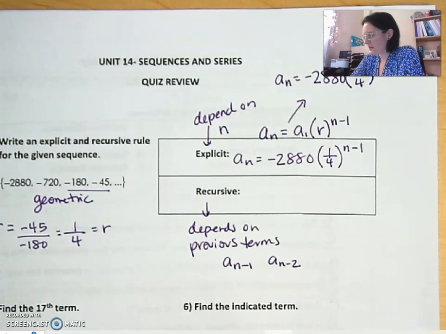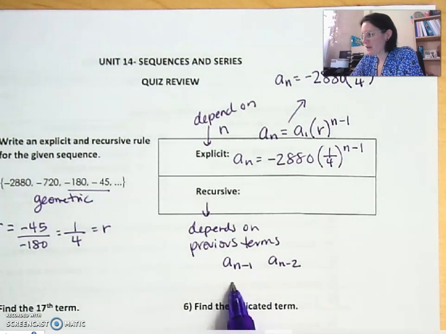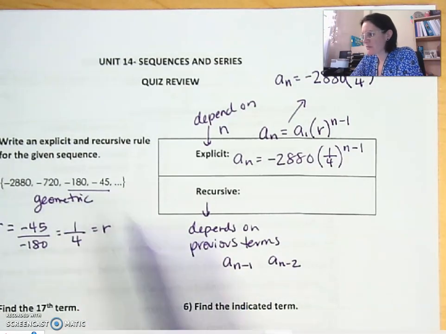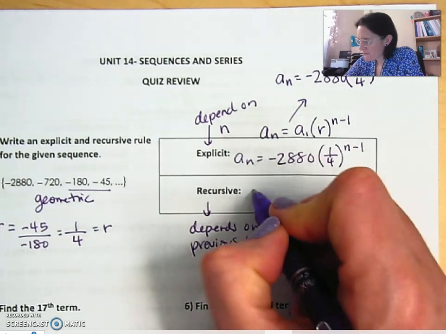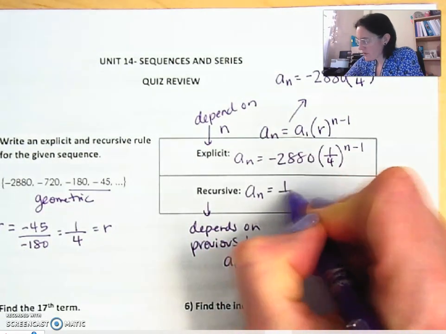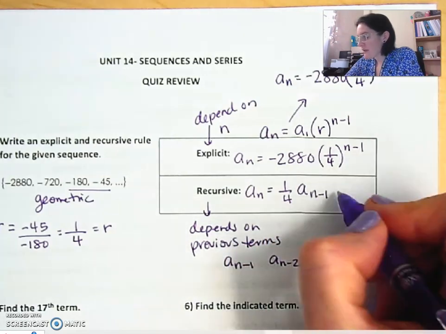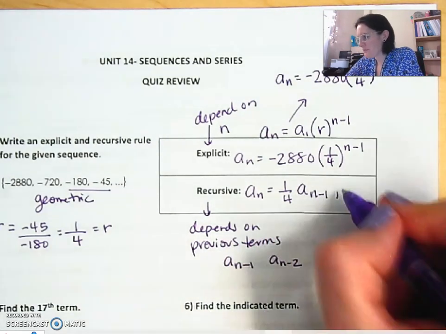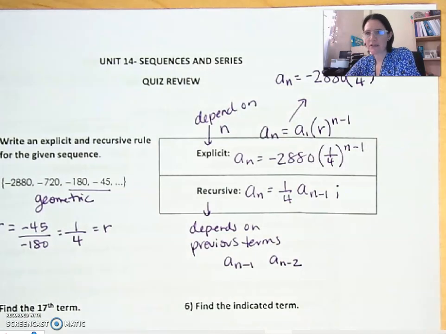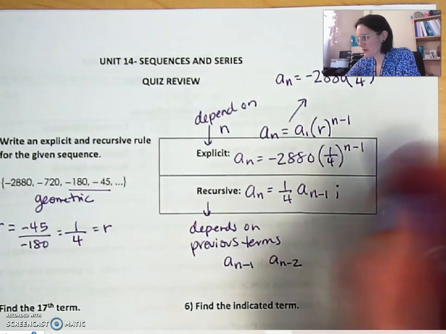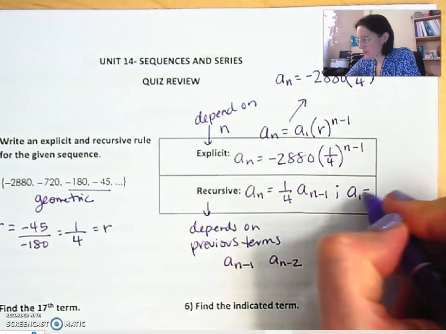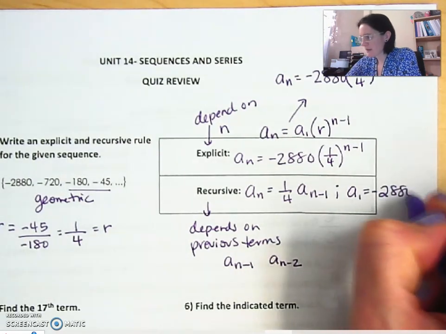So then a recursive one is where we use this notation. So we're taking the previous term and multiplying by 1/4. So that's 1/4 times A sub n minus 1. But in this situation, you have to define a beginning term. So you have to have somewhere to start. So we'll start at A1 is negative 2,880.